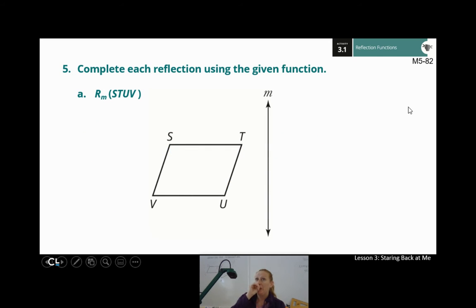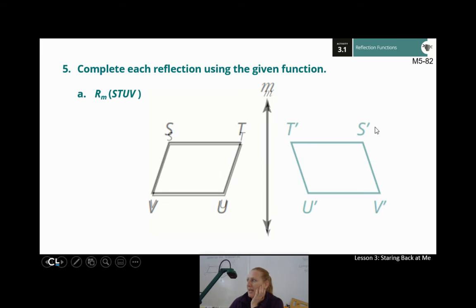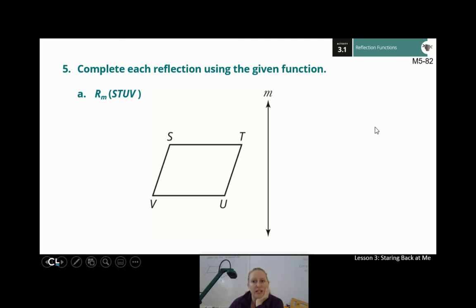So now knowing what you know, that the distance on one side is equal to the distance on the other, right? My line of reflection goes through the midpoint. You know it's perpendicular, all that good stuff. I would like you to go over to page 82, and I would like you to complete the reflection for A, for my lovely parallelogram STUV.